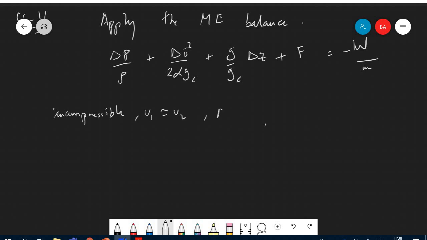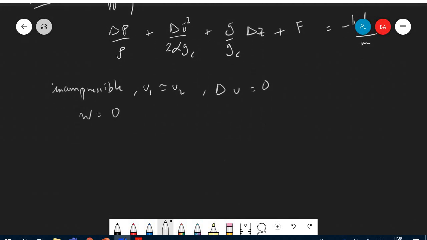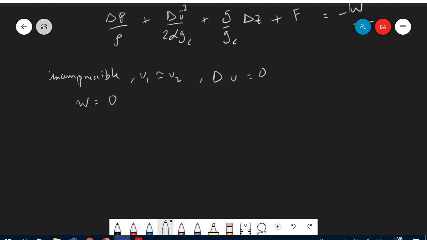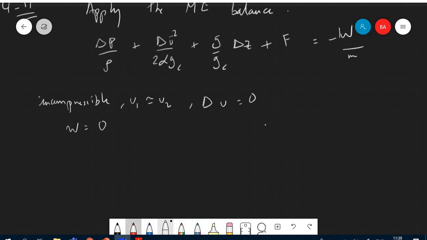U1 is approximately equal to U2, so delta U is equal to 0. So that's the first thing that I wanted to mention. What about W? We don't have any pump here that shows in this part. So we have W is equal to 0. No work. I think my life became really simple here because I dropped out this term and also dropped out that term there. So the main factors that I have is delta Z, F, and delta P.